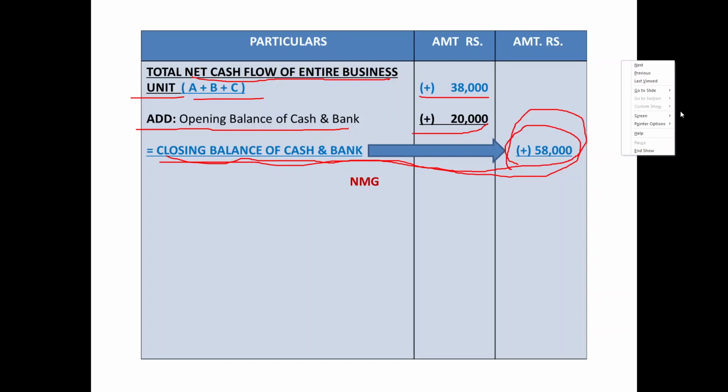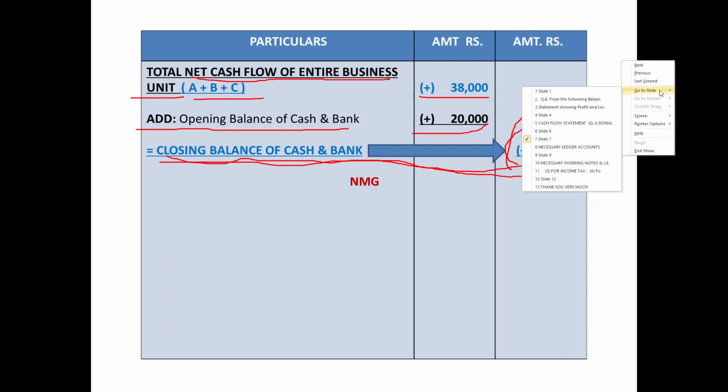So this was the process to reach at the final answer of closing balance of cash and bank 58,000. It was a question of March 2016 question paper of Saurashtra University. Profit and loss account was given. That was a new point of the question. I hope each and everything of this question would be very clear in your mind.